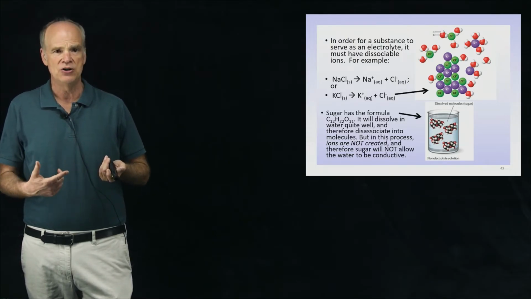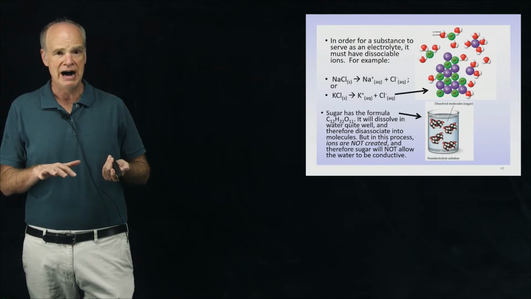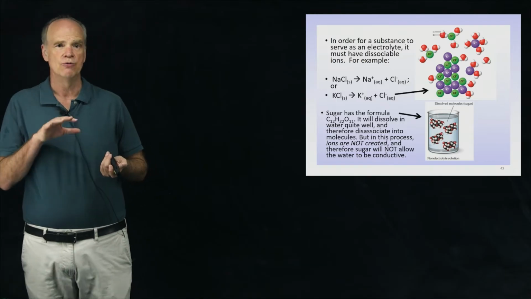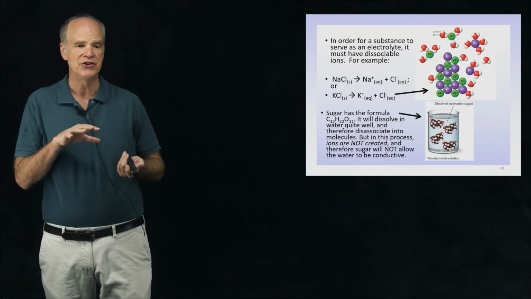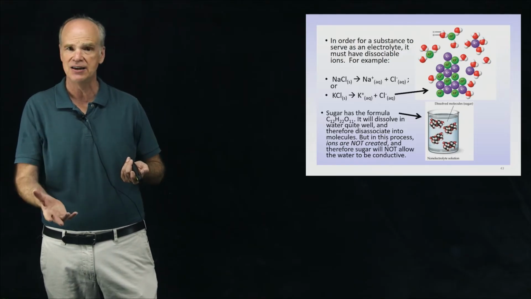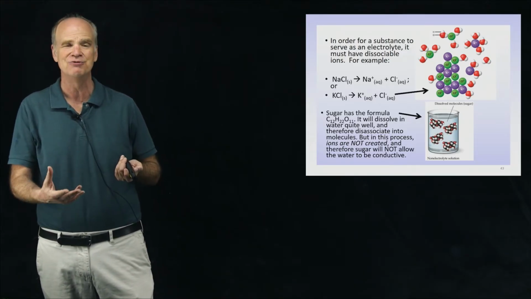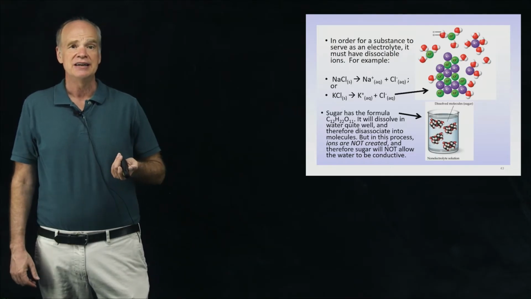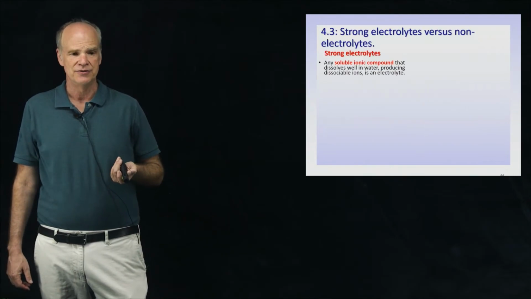However, in that molecule of sugar, there are no ions in it. So one of the requirements to make water conductive is that the substance has ions, and sugar has no ions in it. So despite the fact that it dissolves very well in water, it does not create ions, and so it cannot make the water conductive.